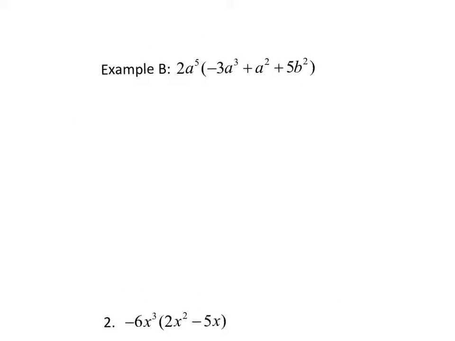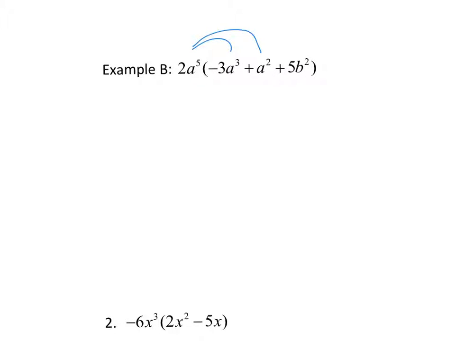All right, so there, example B. Now, oh, look, there's 3 things in the parentheses. That's okay. We just got to distribute 3 times. Okay? So the 2a to the 5th times negative 3a cubed. That's negative 6a to the 8th. So make sure you're copying this down as we go here. And then, yeah, a to the 8th, because it's a to the 5th, and a to the 3rd. That gives me a total of 8 a's.